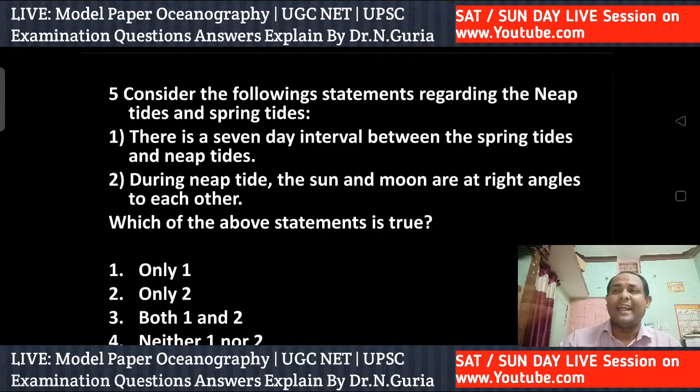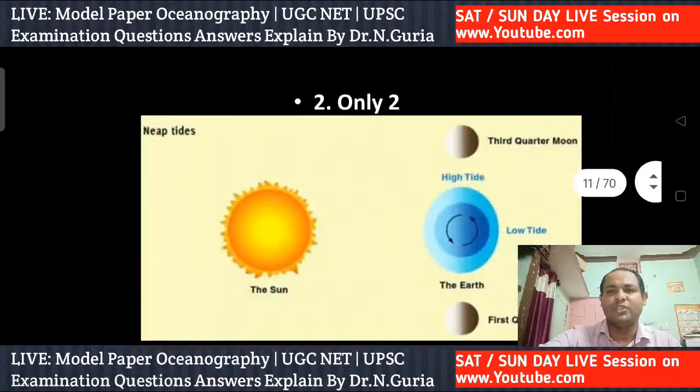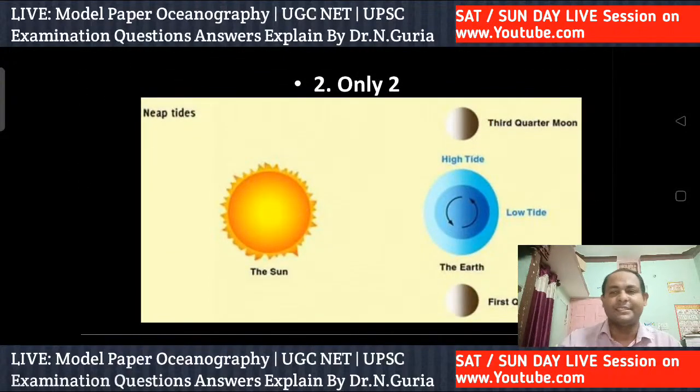The moon's attraction is more than twice as strong as the sun's, through the counteracting force of the sun's gravitational pull also. So definitely the correct answer is option 2. Option 2 is the correct answer.